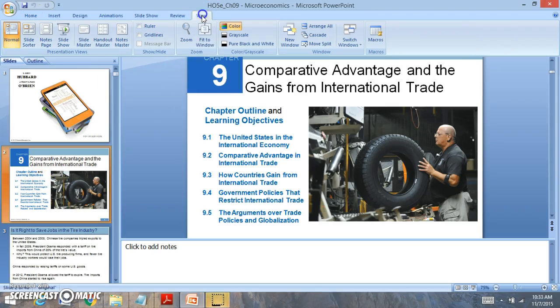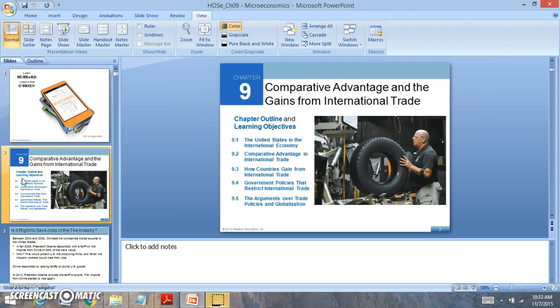Hi everyone, welcome to Chapter 9. For Chapter 9, we're going to be looking at comparative advantage and the gains from international trade.